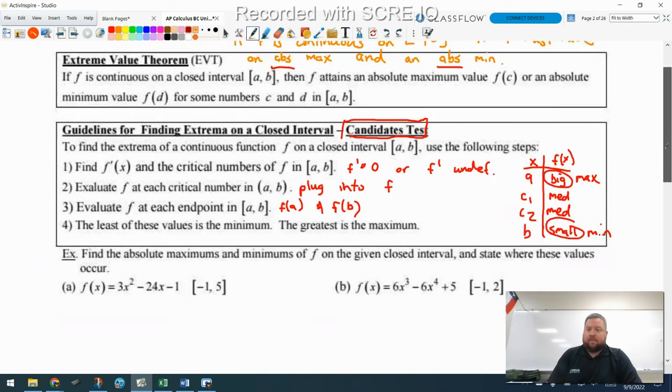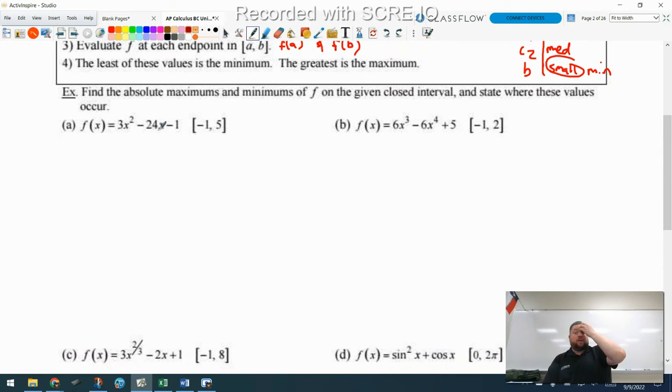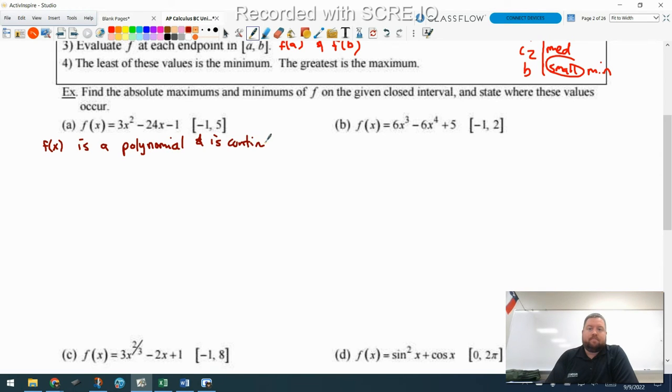So we have a function, f of x equals 3x squared minus 24x minus 1. The function must be continuous on the closed interval from -1 to 5. I'm just going to say that f of x is a polynomial and is continuous everywhere. So we don't even need to worry about continuity on this specific interval.